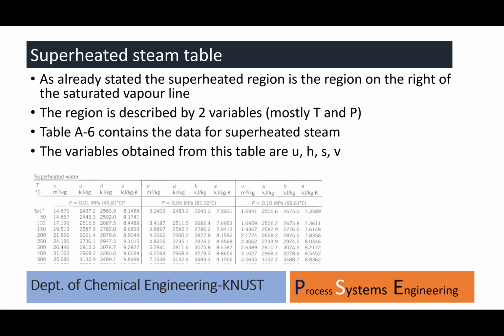This is saturated. So if I increase the temperature further, it means I'm heating that vapor even more. So it becomes superheated. So now I'm no longer at 45.8, I'm moving up. So I've sent it to 50 degrees Celsius now. So the properties will also change. So this is the superheated steam table, the part of the steam table that deals with superheated steam.